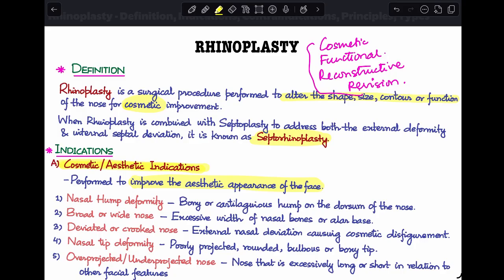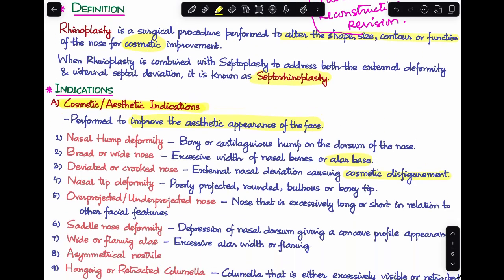Second, if the patient has a broad or a very wide nose, maybe they have a wide nasal bone, or maybe they have a very wide alar base. In that case, also it is an indication for rhinoplasty. Maybe the patient has a deviated or a crooked nose, so any kind of external nasal deviation which is causing a cosmetic disfigurement to the patient.